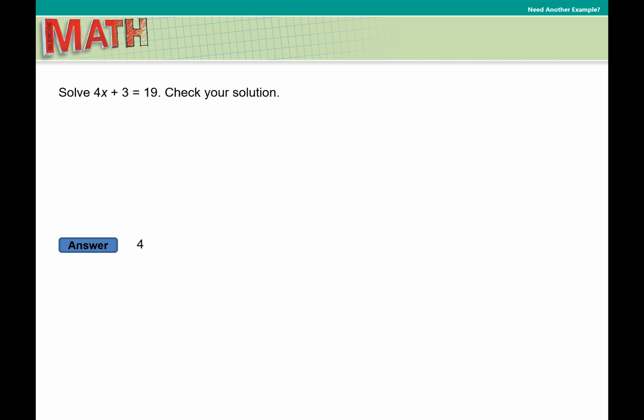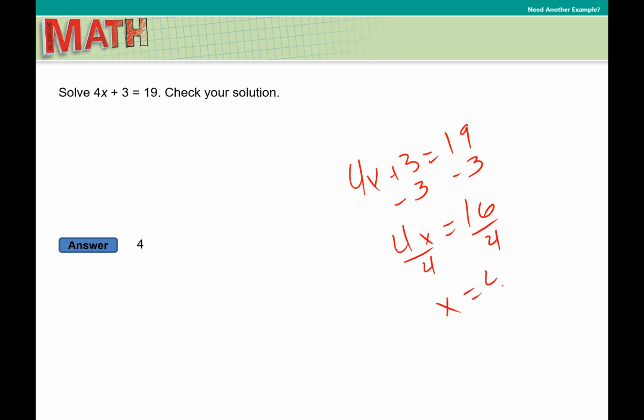Should have an answer of 4. 4x plus 3 equals 19. Subtract 3 from both sides. 4x equals 16. Divide that side by 4. Divide that side by 4. X equals 4.